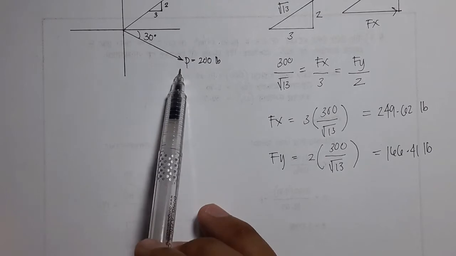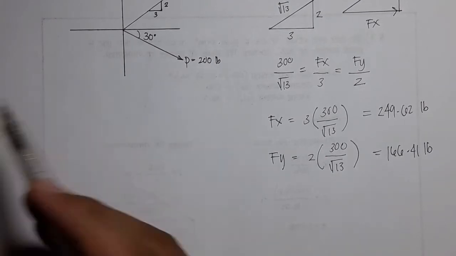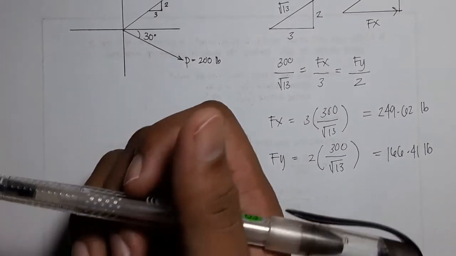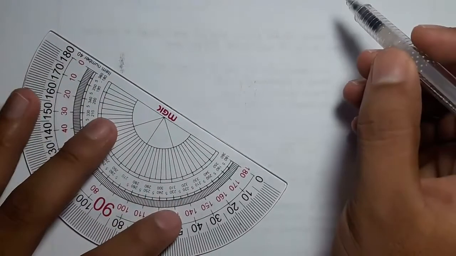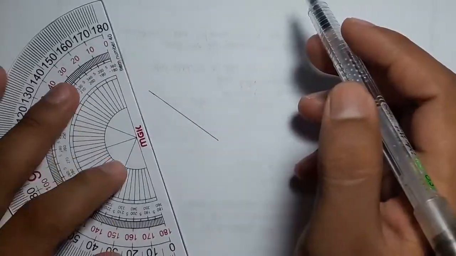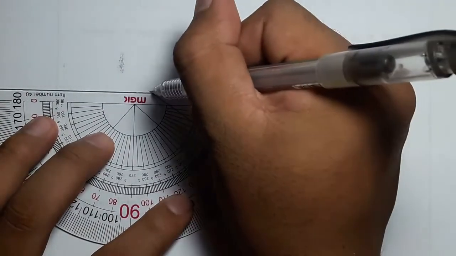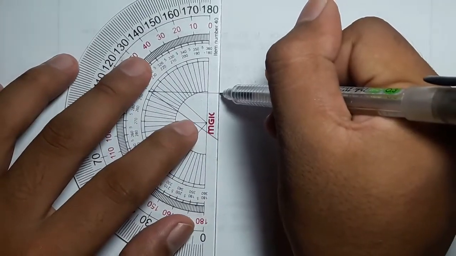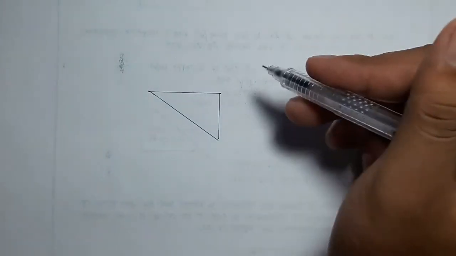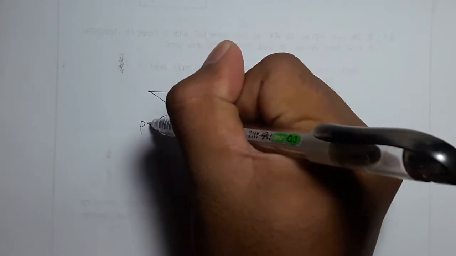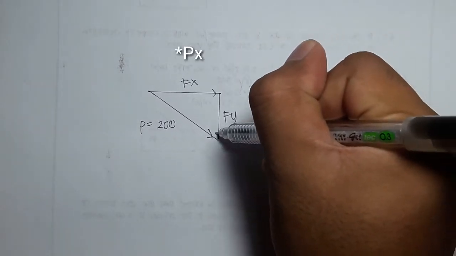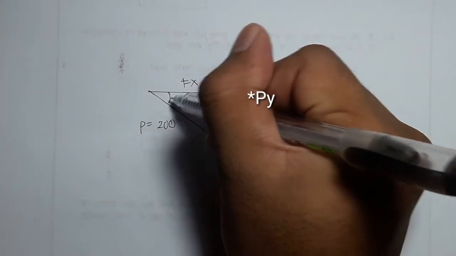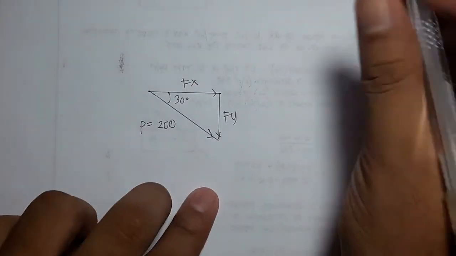So this other force, the P, has a magnitude of 200 with a 30-degree angle. So for the bottom force P, we would like to also make a triangle representing the components and the force itself. So this is the 200 P, the Fx, and the Fy going down. And this is the 30-degree angle as given.